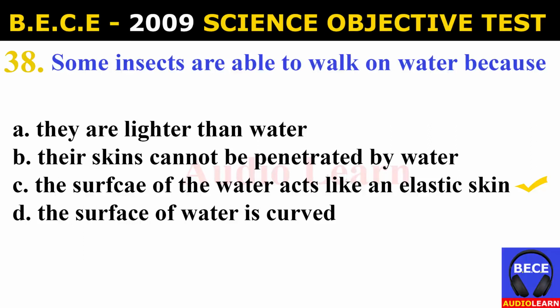Number 38. Some insects are able to walk on water because A. They are lighter than water. B. Their skins cannot be penetrated by water. C. The surface of the water acts like an elastic skin. D. The surface of water is curved. And the answer is C. The surface of the water acts like an elastic skin. Some insects are able to walk on water because the surface of the water acts like an elastic skin.